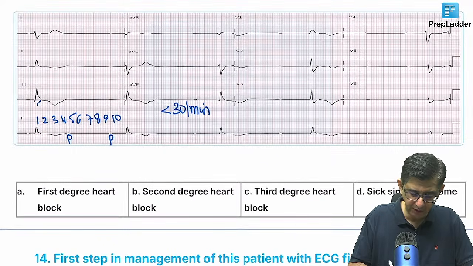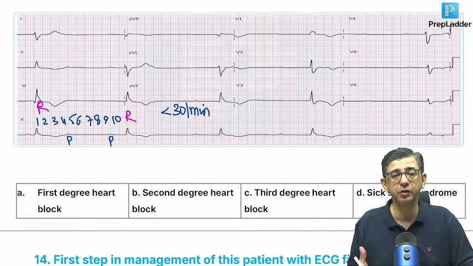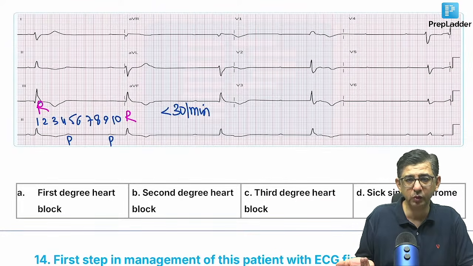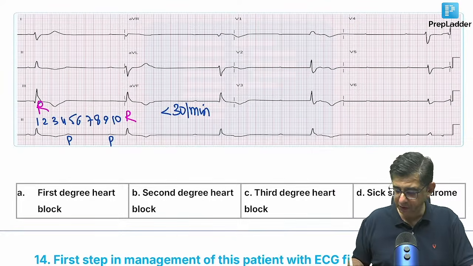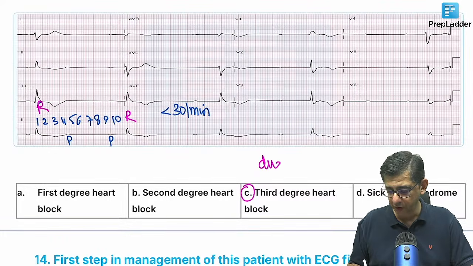आई यूज अ डिफरेंट कलर. द नंबर ऑफ बॉक्सेस बिटवीन द आर एंड द आर वेव एंड द नंबर ऑफ बॉक्सेस बिटवीन द पी एंड द पी वेव इज नॉट कांस्टेंट ना. P followed by P हो गया, but तो पहली बात तो ऐसा नहीं होता. PP and RR interval is variable, so we will say this is a third degree heart block for which we will have to use a dual chamber pacemaker.